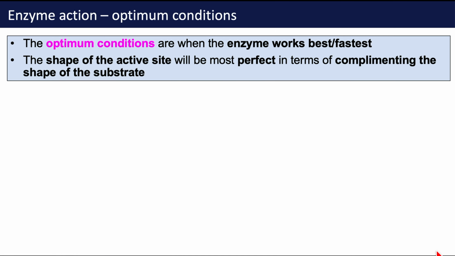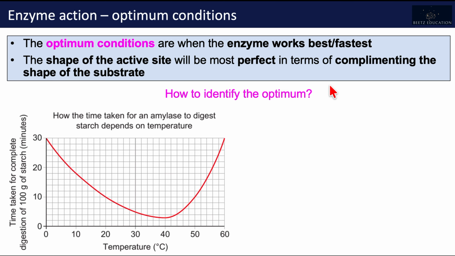The optimum then, we need to be aware of what the optimum means and how to identify it on the graph. Optimum meaning the best condition for enzymes to work. And that's normally when the conditions are perfect for the active site. Okay, their active site is in perfect condition to allow it to lock onto our substrate. How to identify the optimum from a graph?